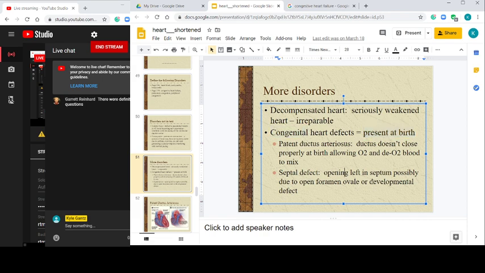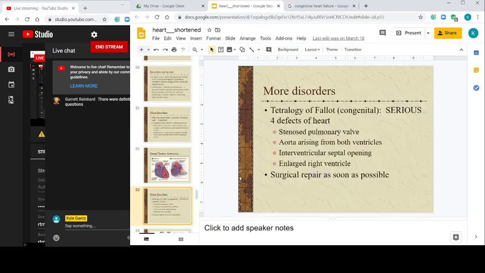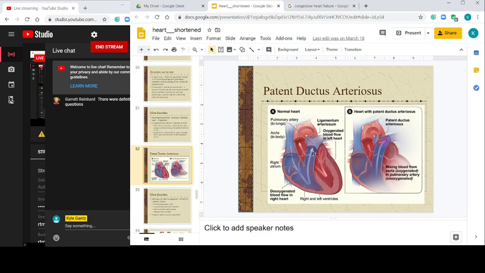So we have a patent ductus arteriosus. The duct doesn't close properly at birth, allowing oxygenated and deoxygenated blood to mix. If we look here, a normal heart looks like this. We have our superior and inferior vena cava dumping into the right atrium, then through the valve into the ventricle, and through the pulmonic valve to the right.